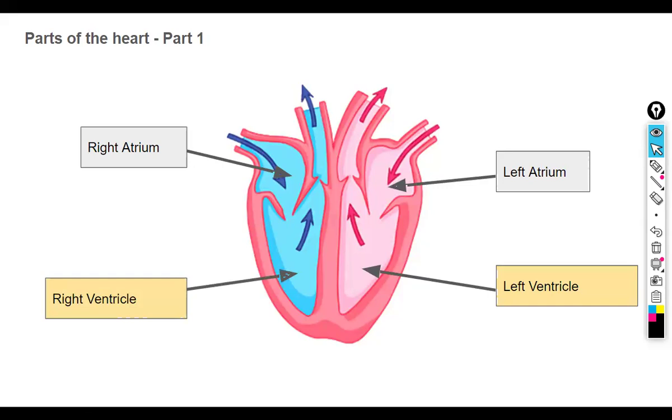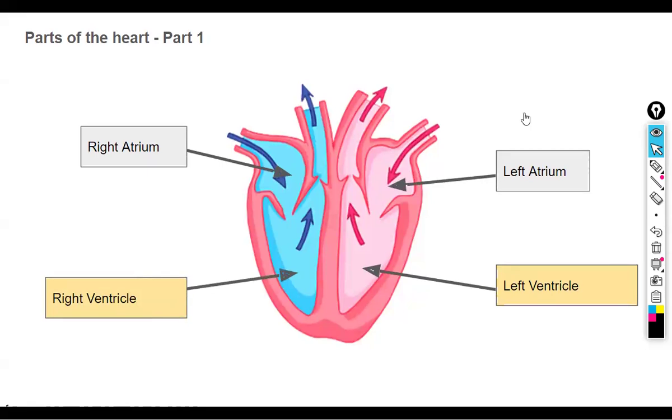Just like how you have a left atrium, you will have a left ventricle. And if you have a right atrium, you will also have a right ventricle. Remember, this heart is facing you. So it's like somebody standing up facing you. So I'm pretty sure that this side here will be their left-hand side. And this side, because they're facing you, will be their right-hand side. Let's get to some more parts of the heart.